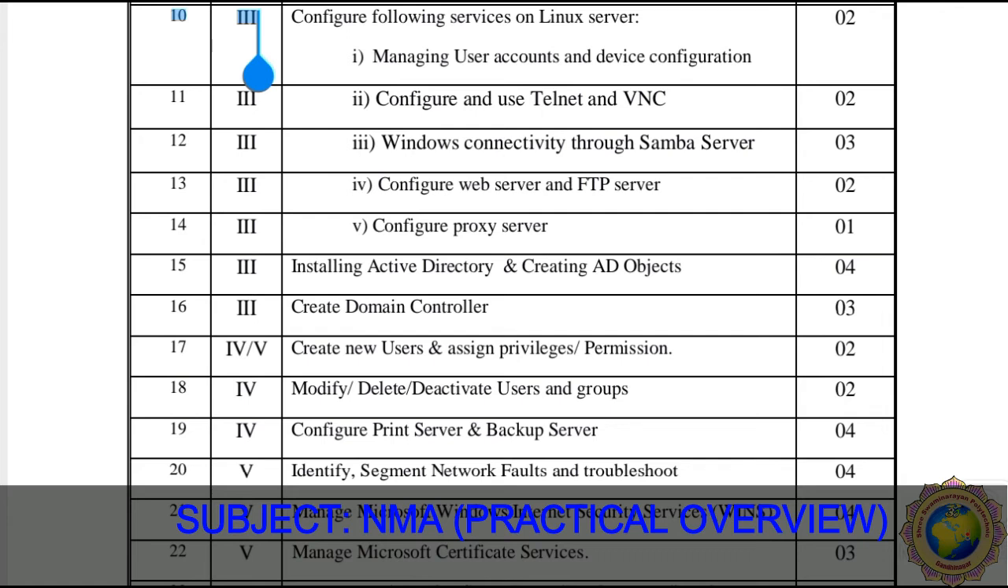Then practical 11: configure and use Telnet and VNC server. So practicals 10 to 14 are based on servers. Practical 10 is defined as Linux servers, practical 11 as a Telnet server, practical 12 as a Samba server, practical 13 as an FTP server, and practical 14 as a proxy server. So for practicals 10 to 14, we have to perform work on various types of servers.